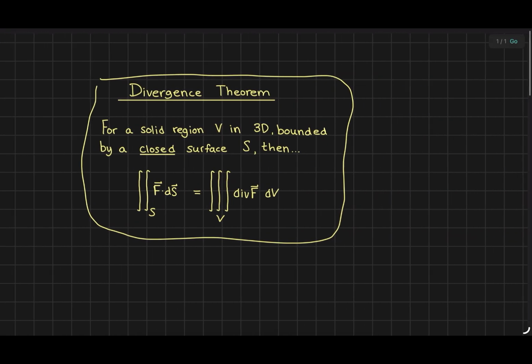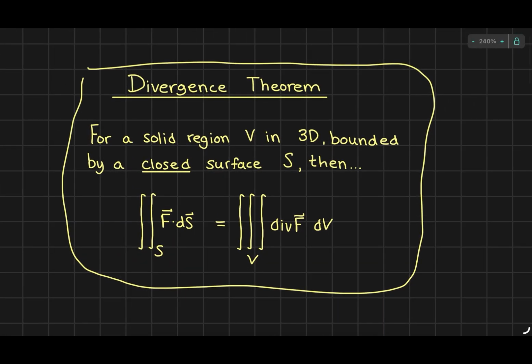So without further ado, let's get into what the divergence theorem is. The divergence theorem states that for a solid region V in 3 dimensions bounded by a closed surface S, the double vector surface integral is equal to the triple integral of the divergence of F over V.